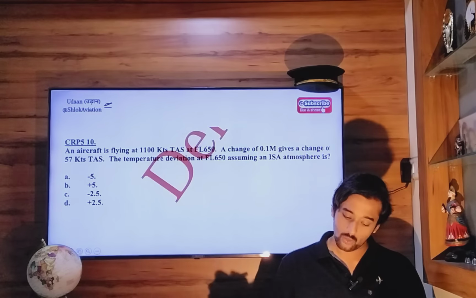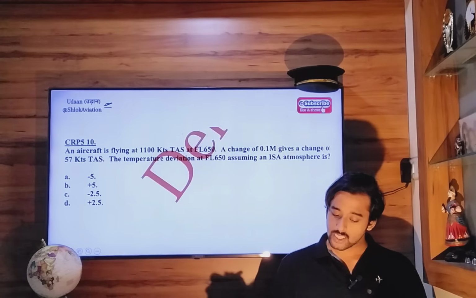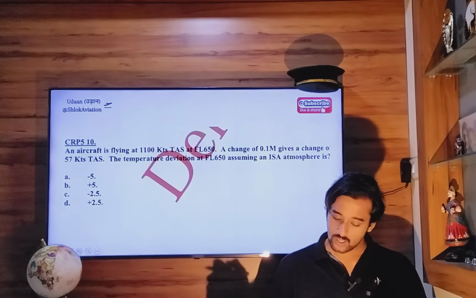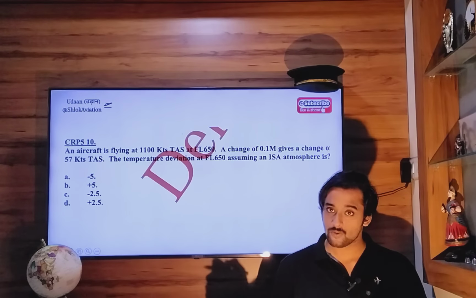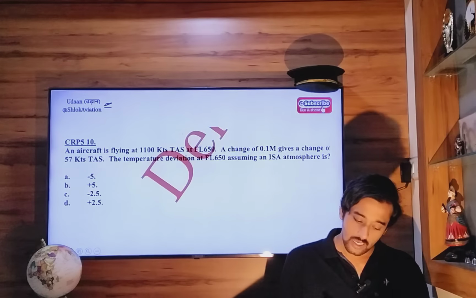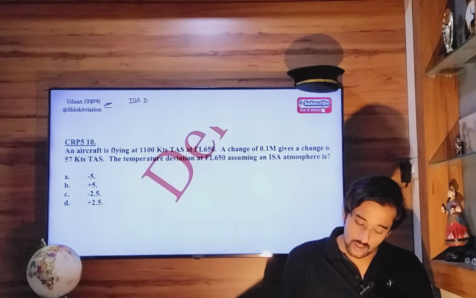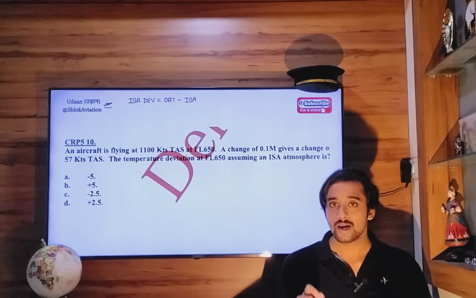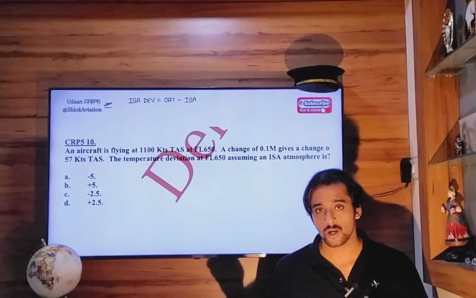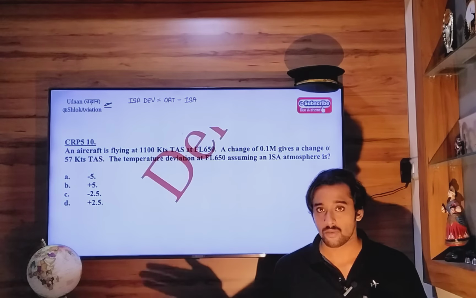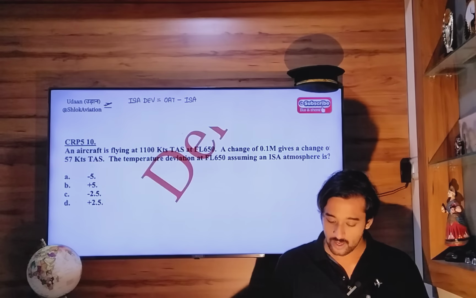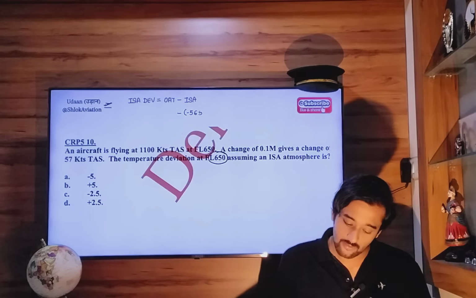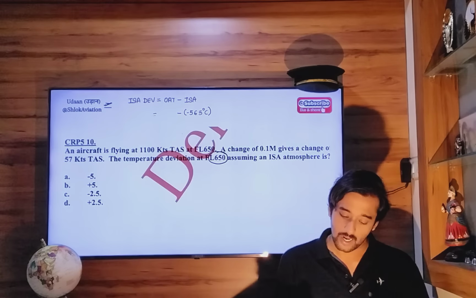Question number 10. Aircraft is flying at 1100 knots true airspeed, flight level 650. A change of 0.1 Mach gives a change of 57 knots TAS. The temperature deviation at flight level 650, assuming ISA, is what? ISA deviation equals outside temperature minus ISA temperature. ISA temperature above flight level 360, or above 36,000 feet, stays constant at minus 56.5 degrees Celsius. We are flying at 65,000 feet, so the ISA temperature at that level is minus 56.5.